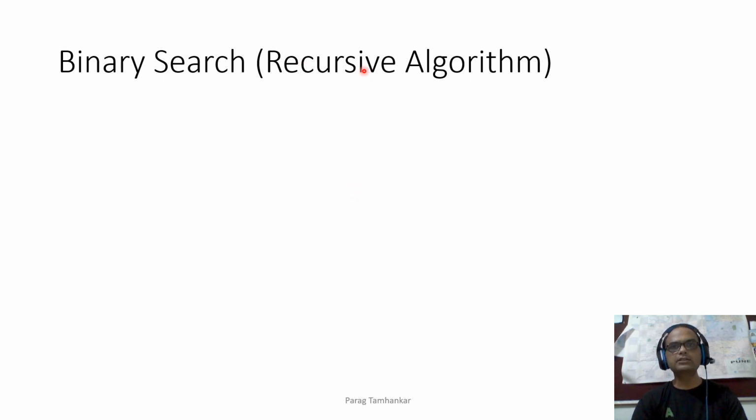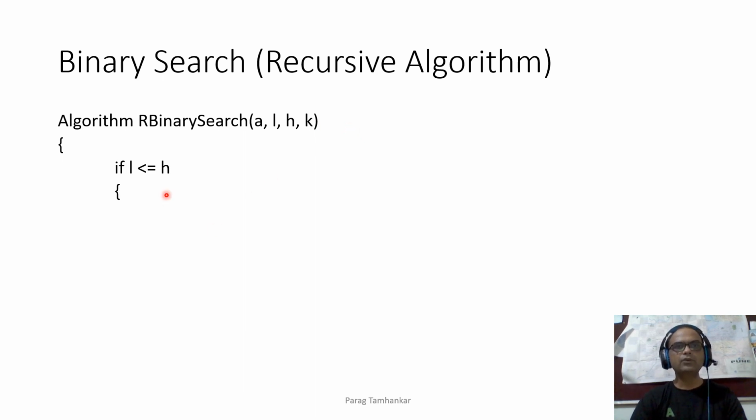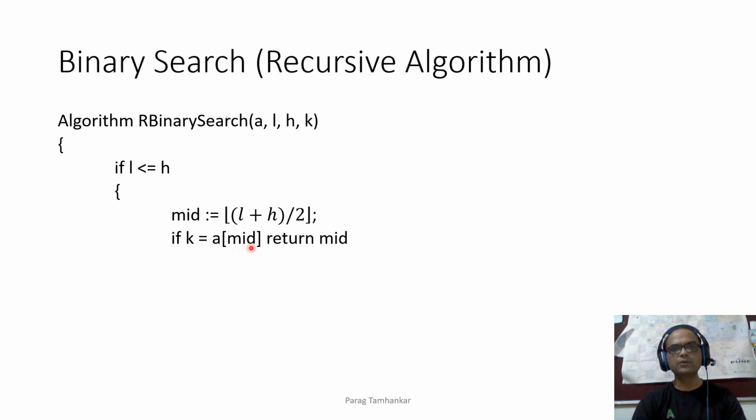Let's see a recursive version of the same algorithm. So this is my recursive algorithm. If low is less than or equal to high, we go to the middle position as always, low plus high by 2. We check whether the element is found at the middle position or not. If we get a match, we return the index of that element in the array.